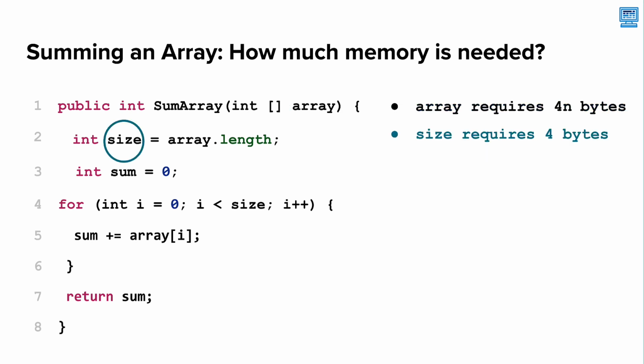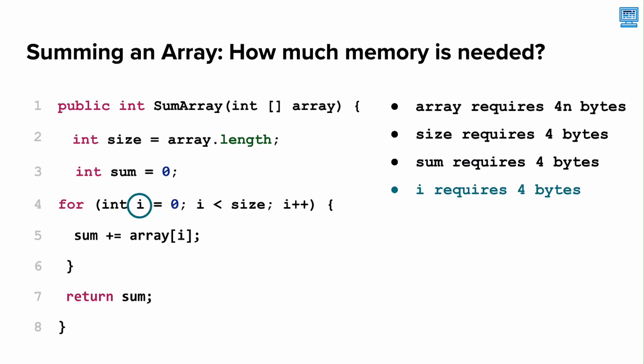Next, we have the int variable size, which also requires 4 bytes of storage. The variable sum also requires 4 bytes of storage. And lastly, the int variable i will require 4 bytes of storage as well. So in total, we have 4n plus 12 total bytes being used by this algorithm. In big O notation, we can say that this algorithm is O of n.